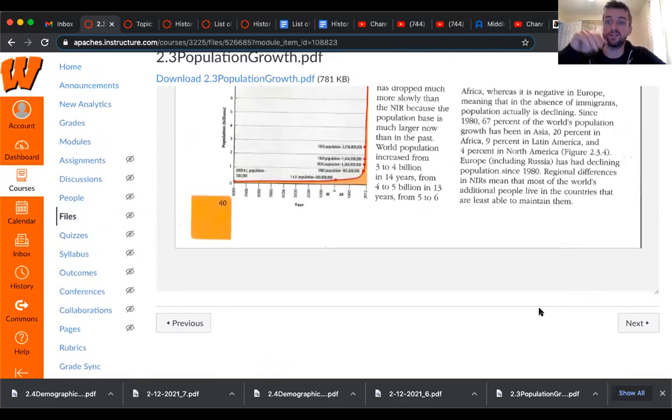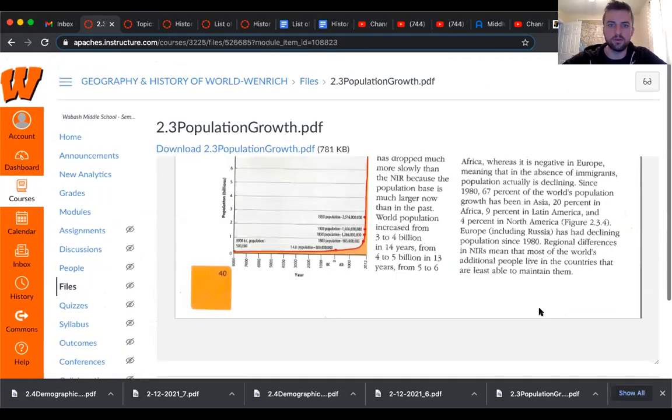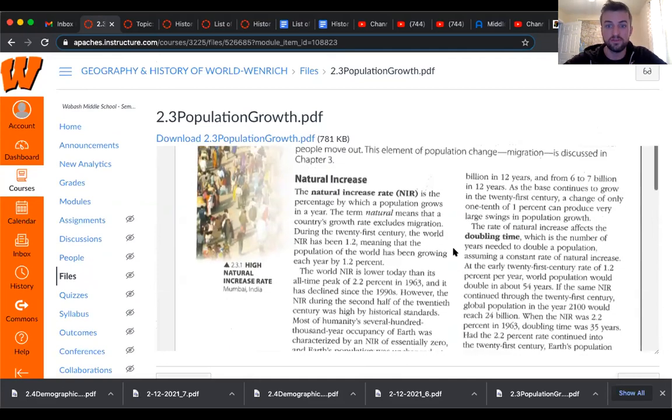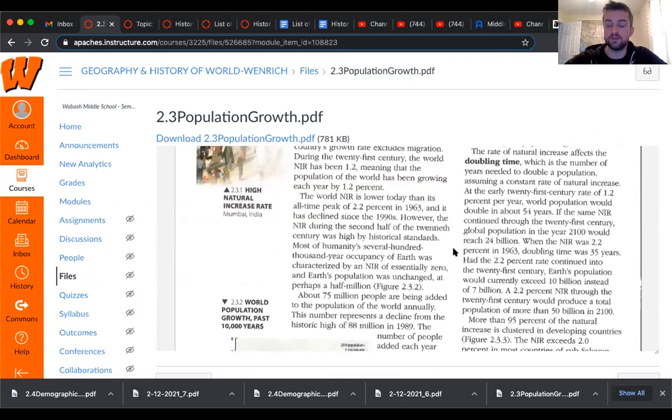Europe has actually seen a population decline. There's less births. There's more people living longer. So their natural increase rate, without migration involved, is actually going down.